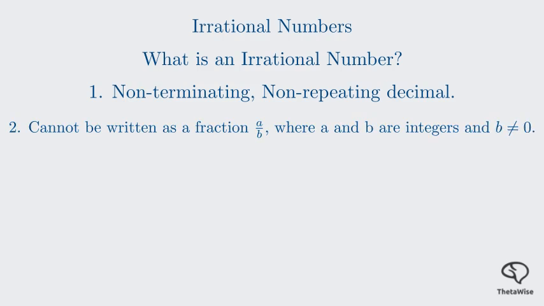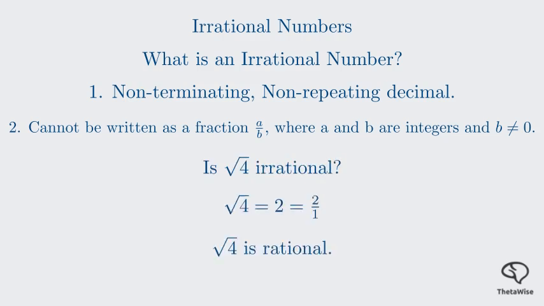It's a common misconception that all square roots are irrational. Let's test that idea. Consider the square root of 4. This simplifies perfectly to 2. We can write 2 as the fraction 2 over 1. So, the square root of 4 is a rational number.